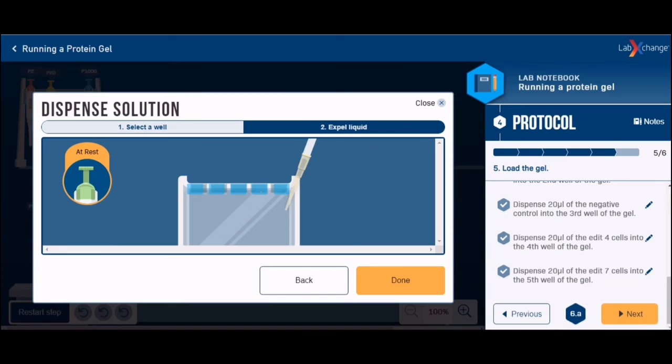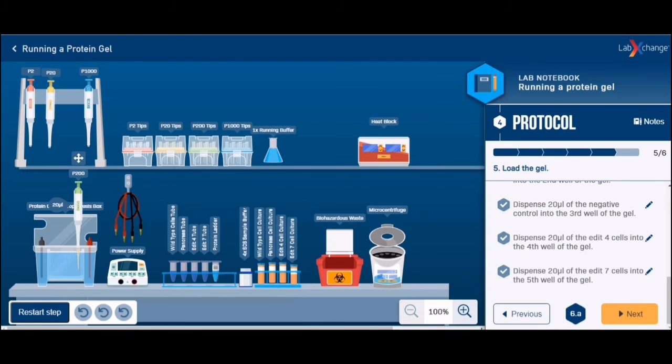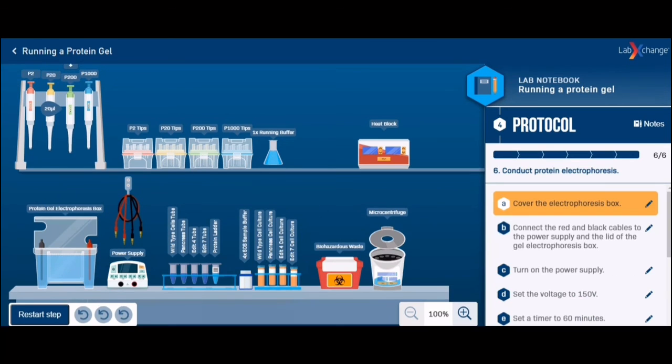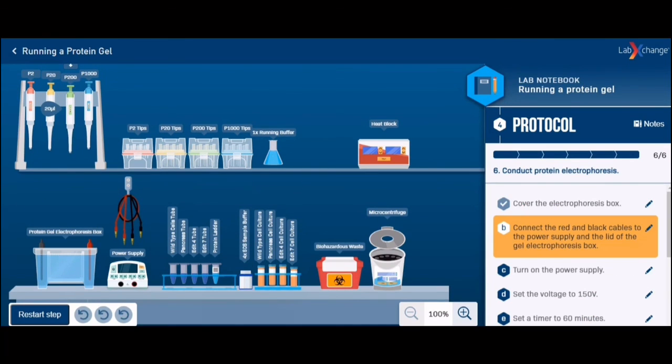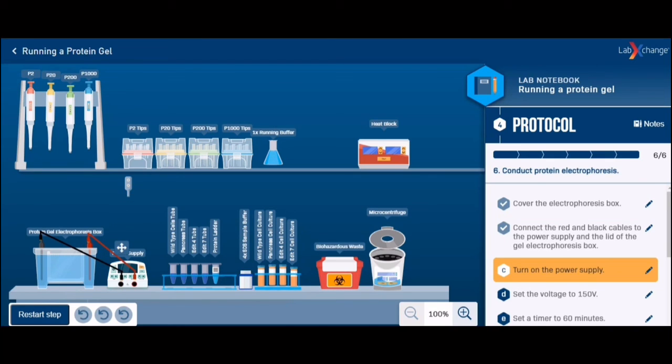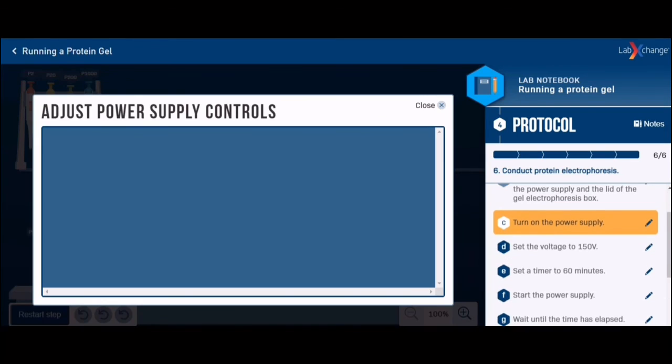Okay, so that is the last procedure for loading the gel. Then we will go to the next protocol, that is conduct protein electrophoresis. We will cover the electrophoresis box, and we will connect the red and black cables to the power supply and the lid of the electrophoresis box. Black to black, red to red. And we will turn on the power supply.